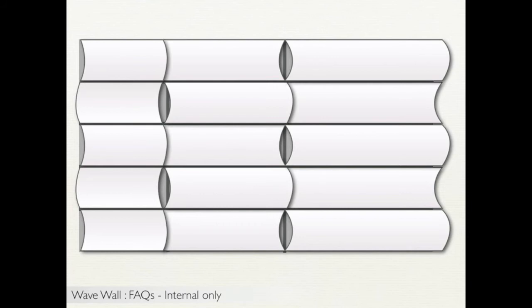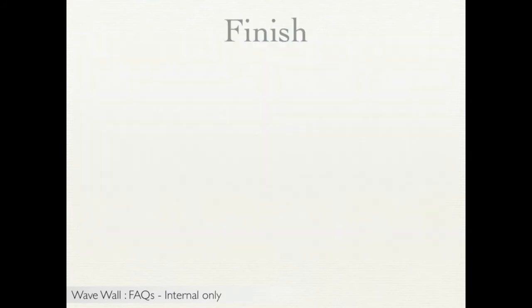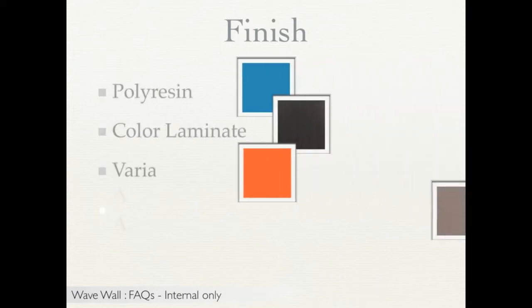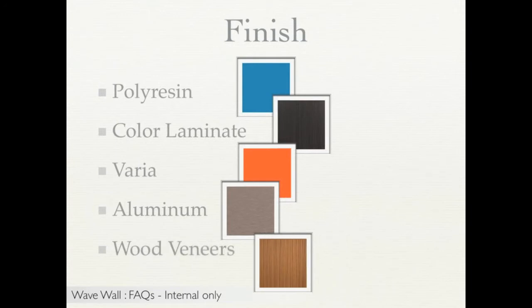Another design option is the type of finish. Specifiers can choose from 5 finish options, including polyresin, colored laminate, varia, aluminum, and wood veneer. Polyresin is available in 11 different colors. Colored laminate has 7 color options.